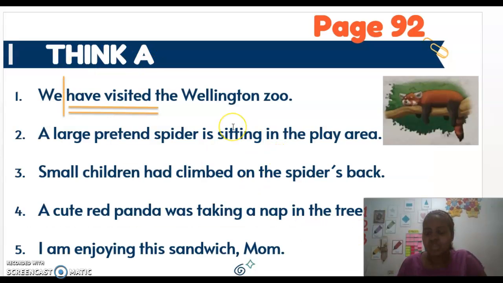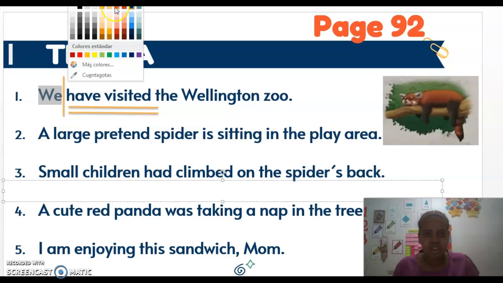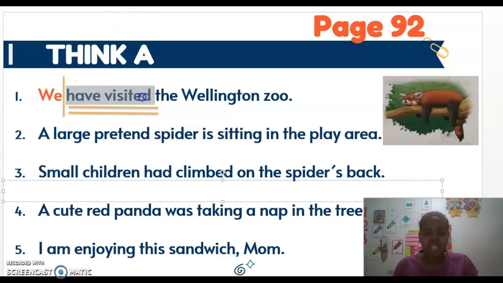So you're going to separate the subject and the predicate. The subject and the predicate. Remember that the subject is what we are talking about, who we are talking about in the sentence. And the predicate is the complement. So the subject is we, and have visited is the complement. All this is the complement. So that's the predicate. So you separate with a line. Here we have a line.